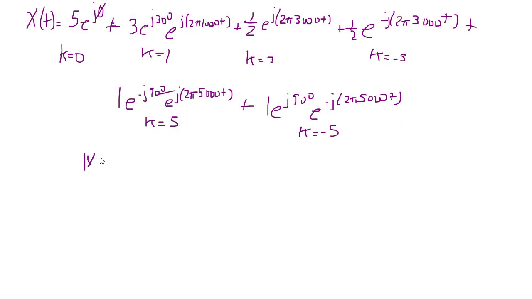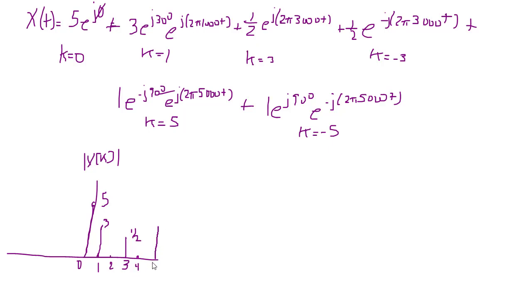So the magnitude of x of k, we have here at 0, it's 5. At 1, we have 3. 2 is 0. 3 is 1/2. 4 is 0. And at 5, we have 1. So this is not completely symmetric because we only have the 3 at k equals 1.